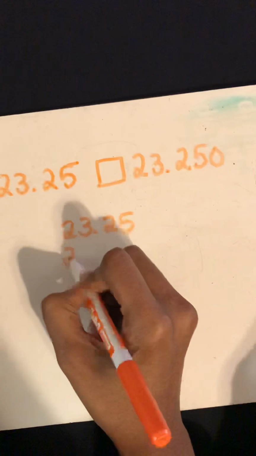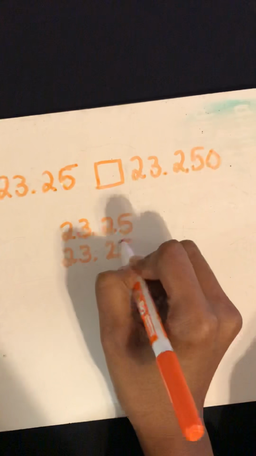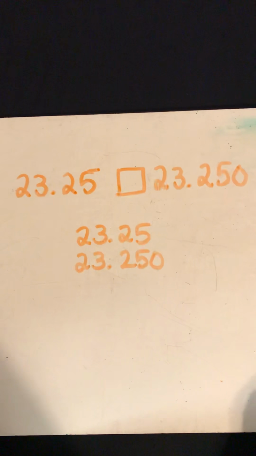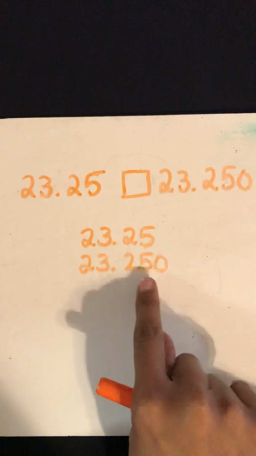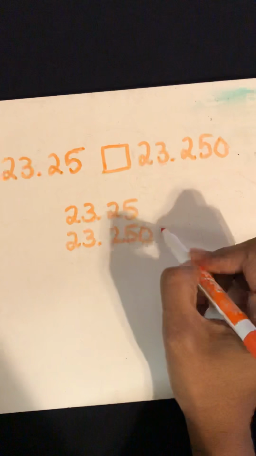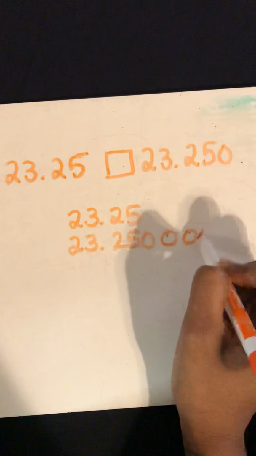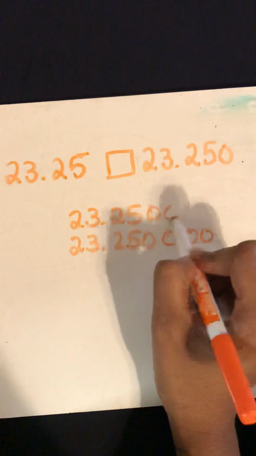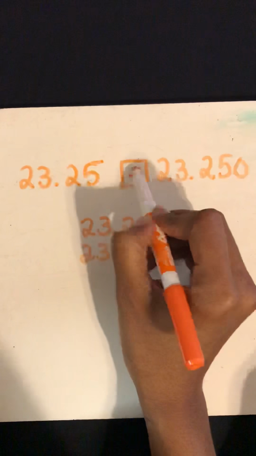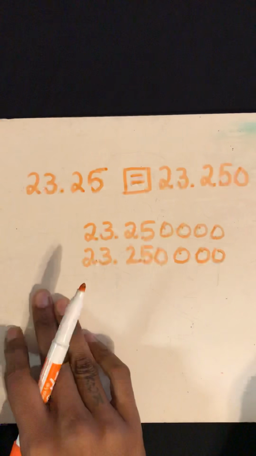23.25, 23.250. Both numbers have the same digits in the same place values. The 0 in this one, in the thousandths place, adds no value. I could actually keep adding zeros, just like I could do on this one. So these numbers are equal.